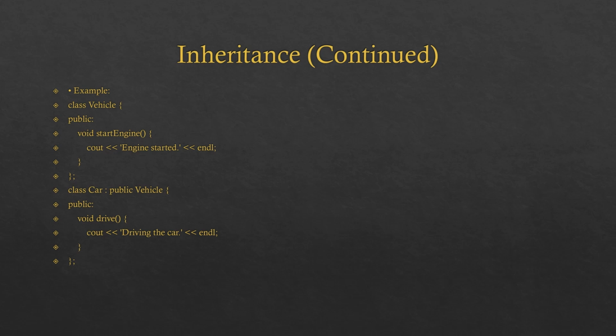Here we have an example where we have a base class vehicle with a method start engine. We then define a car class that inherits from vehicle and adds its own method drive. This demonstrates the power of inheritance, as car can use the start engine method from vehicle while adding its own functionality.